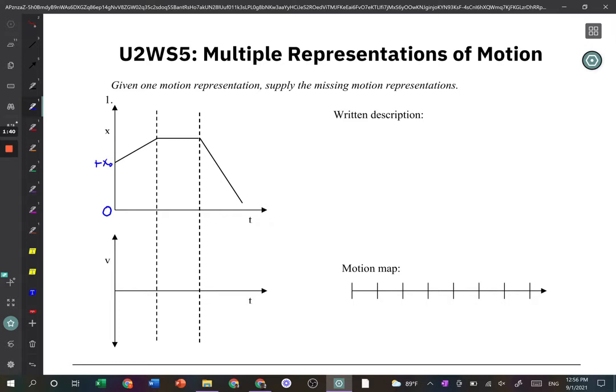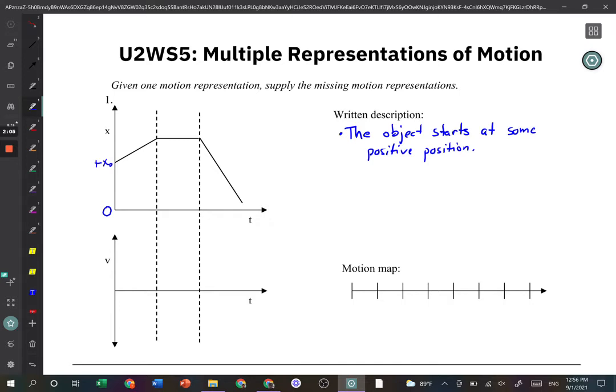So when I write my written description, what I'm going to do over on the right, the object starts at some positive position. If I know exactly what that starting position is, I should write down what that position is. But I don't, so I'm just going to write down that it is some starting position. Then I can see that this object is increasing in my position. What that means is the object travels to the right. And because that slope is constant, I'm going to write that the object travels to the right at a constant velocity.